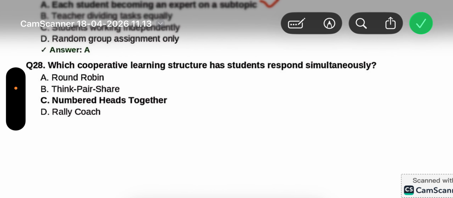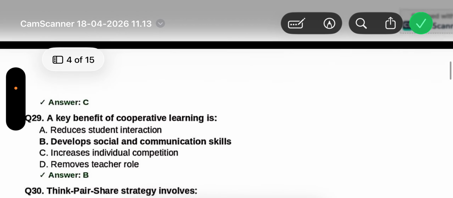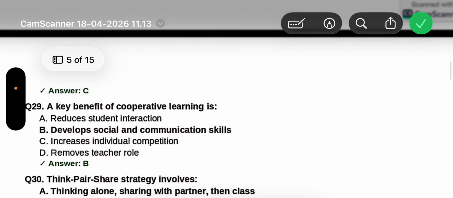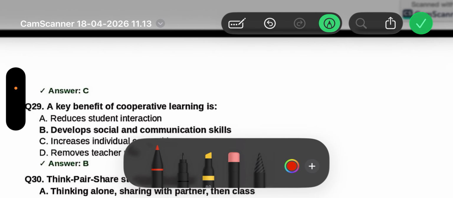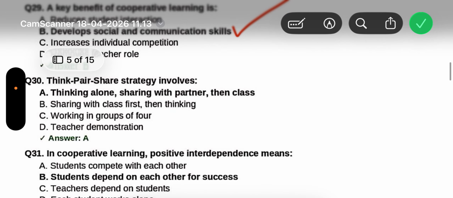Question number 28. Which cooperative learning structure has students respond simultaneously? Option C, numbered heads together. Question 29. A key benefit of cooperative learning is it develops social and communication skills. In cooperative learning, social and communication skills are developed.